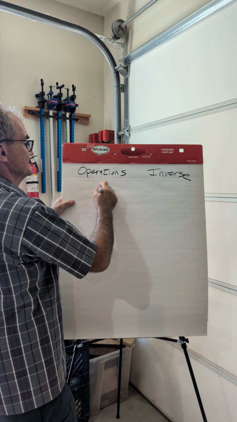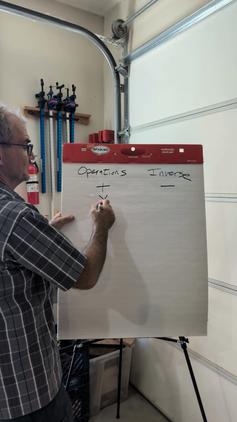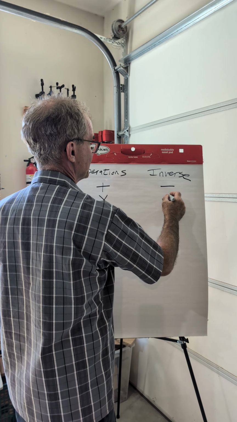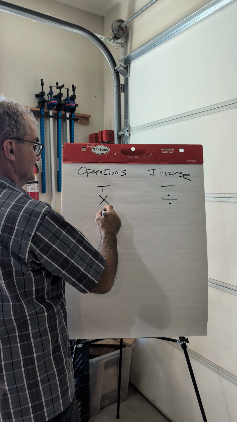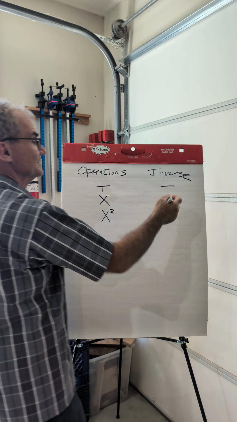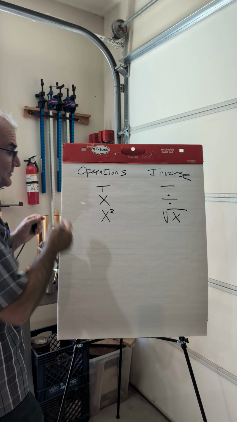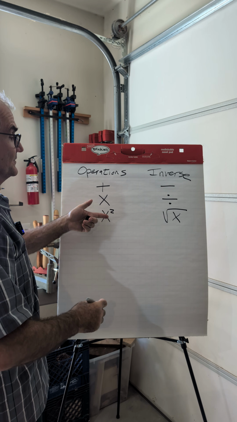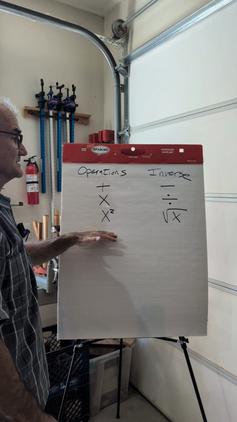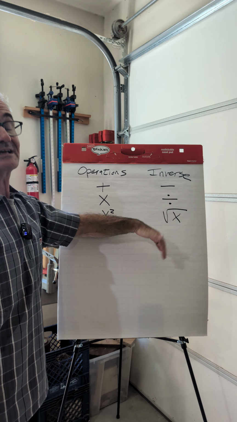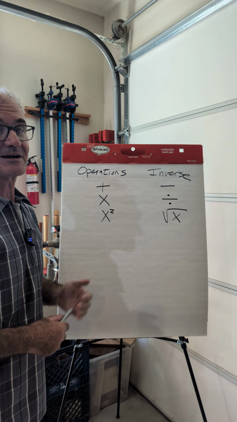So if my operation is addition, my inverse is subtraction. If my operation is multiplication, my inverse operation is division. If my operation is squared, my inverse operation is square root. If my operation is to some power, the inverse is logarithmic. If my operation is sine, my inverse is inverse sine. So I have these operations and I have these inverses. I know we're going to talk about algebra.